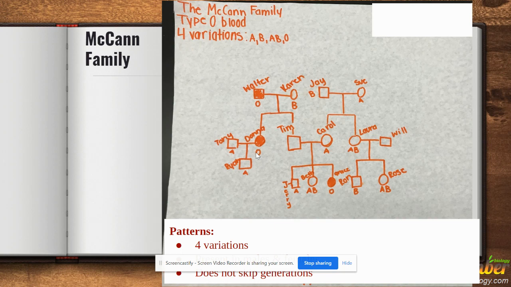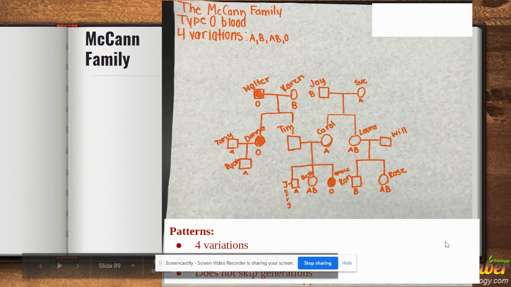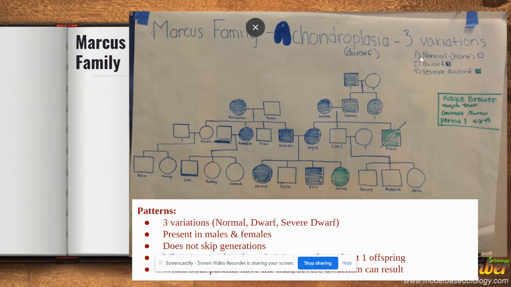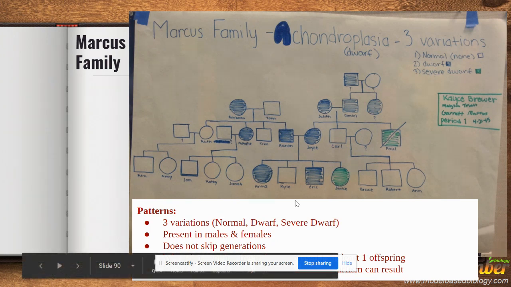Next, we have the McCann family. This one is more complicated than the other ones because there are 4 variations, right? So it does not skip generations usually, can affect male or female. The Marcus family. This was the one where they had dwarfism. So this one had 3 different variations. They were either normal, dwarf, or severe dwarf. It was present in males and females. It does not skip generations.